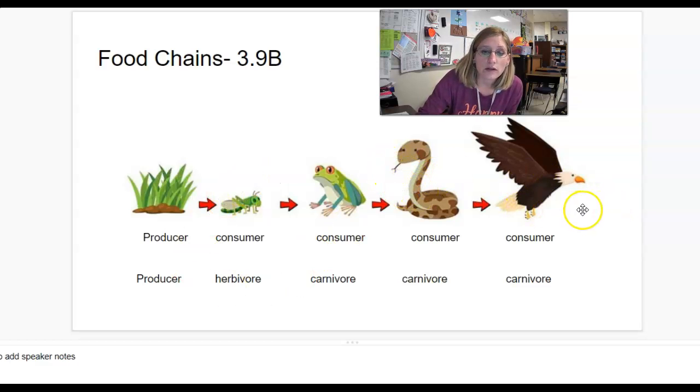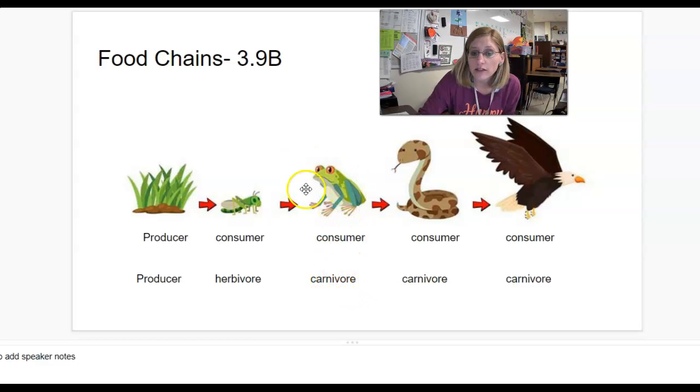Okay, so all of these are producers and then consumers, but they also have different names. A producer is still a producer, but this grasshopper only eats grass, so it's called a herbivore. One of the ways that you can remember herbivore is herbs. It only eats herbs, which are plants. Herbivore. And then the next one, this animal only eats meat, and actually some frogs will eat meat and vegetables, or meat and plants.